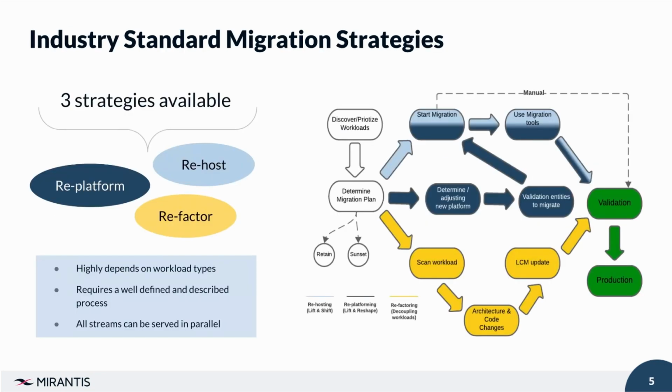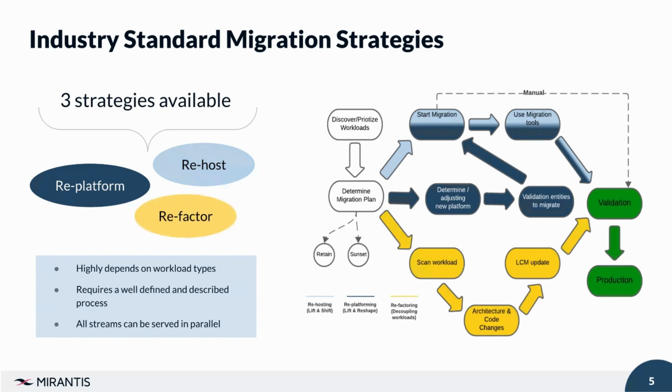Right now, currently in the industry, there are 3 strategies available that you can look at: replatforming, rehosting, and refactoring. These are highly dependent on the workload types, and they require a very well described and defined process. Let's take a quick look at the right-hand side here and talk about what needs to happen in order to take place.